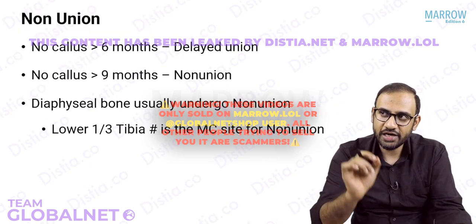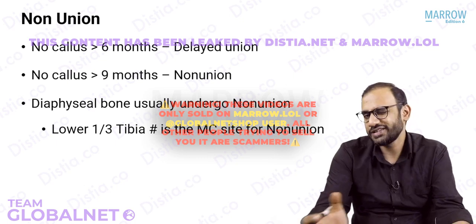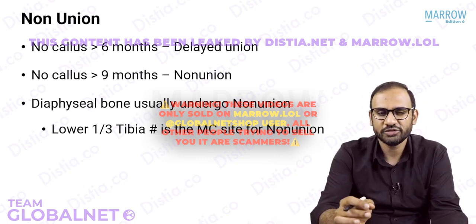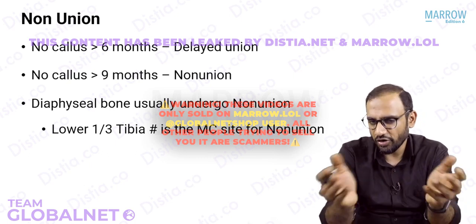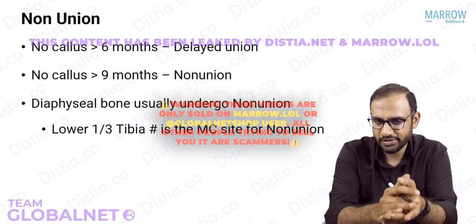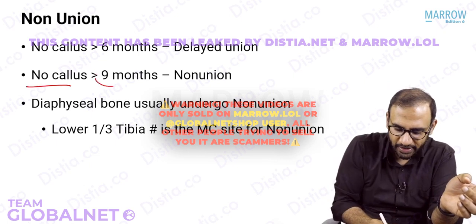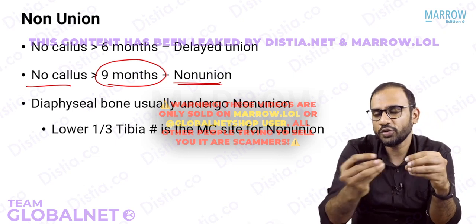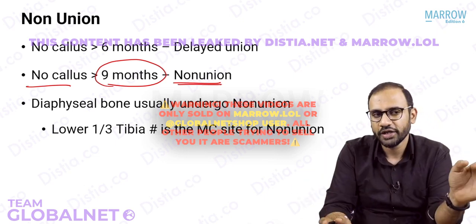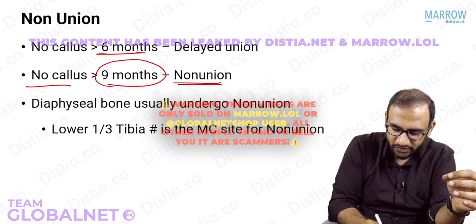Non-union is basically arrest in the healing process. So what is the definition? Arrest in healing process. We do not have a chronological definition. But for simple understanding, a lot of people assume that it is 9 months. So if there is no callus by 9 months, we call it non-union. Means there is no attempt of bone to heal by 9 months, we call it non-union. If there is no attempt by 6 months, we call it delayed union.